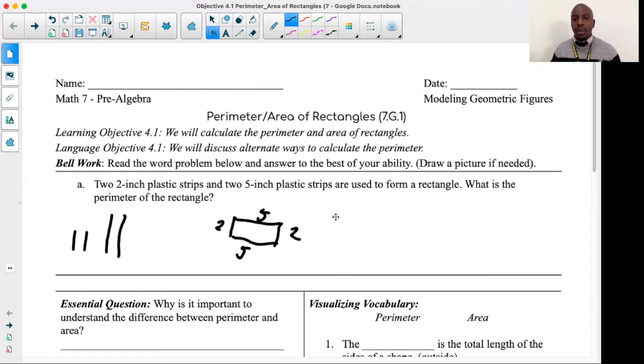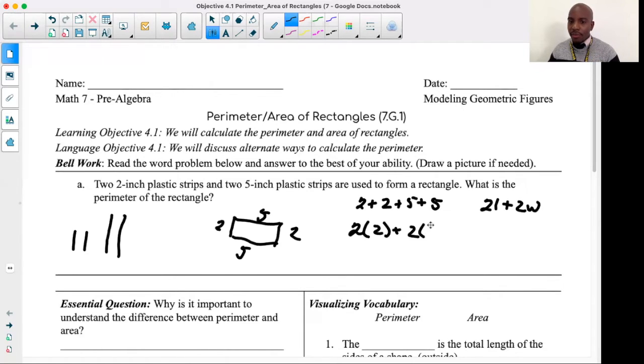How do I calculate perimeter? Obviously this particular bell work question is to see what you remember about perimeter. The simplest way to understand perimeter is simply to add up all the sides. So I would do 2 plus 2 plus 5 plus 5. Another way to remember this is length plus length plus width plus width. Another way, which is the more popular formula, is 2 times length plus 2 times width. And that would look something like this: 2 times 2 plus 2 times 5.